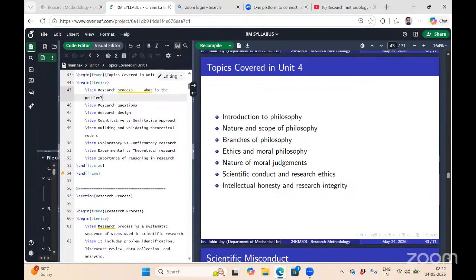Ethics and moral philosophy. Ethics is dealing with which one is right, which one is wrong. Moral philosophy means what is the expectation of the people, what is the behavior of people we are expecting. This is what is called moral philosophy.